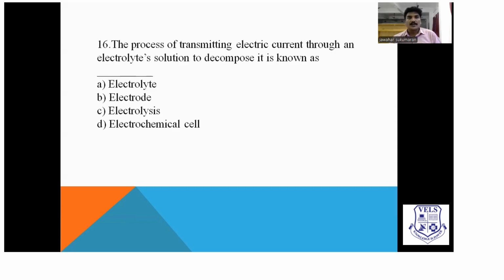And the next question. The process of transmitting electric current through an electrolytic solution to decompose it is known as A. Electrolyte, B. Electrode, C. Electrolysis, D. Electrochemical. Electrolysis is the decomposition of an electrolyte by conducting an electric current through its solution. Okay. So electrolysis is the correct answer. Yes, C. Electrolysis is the correct answer.